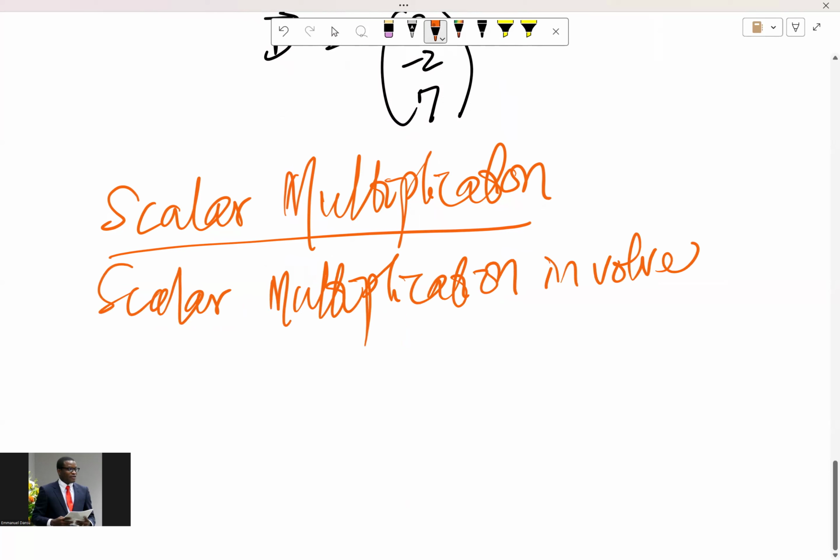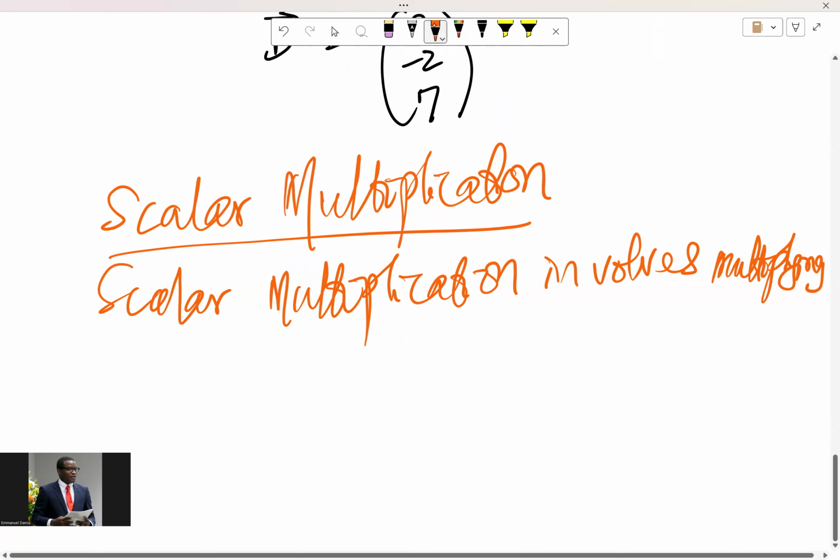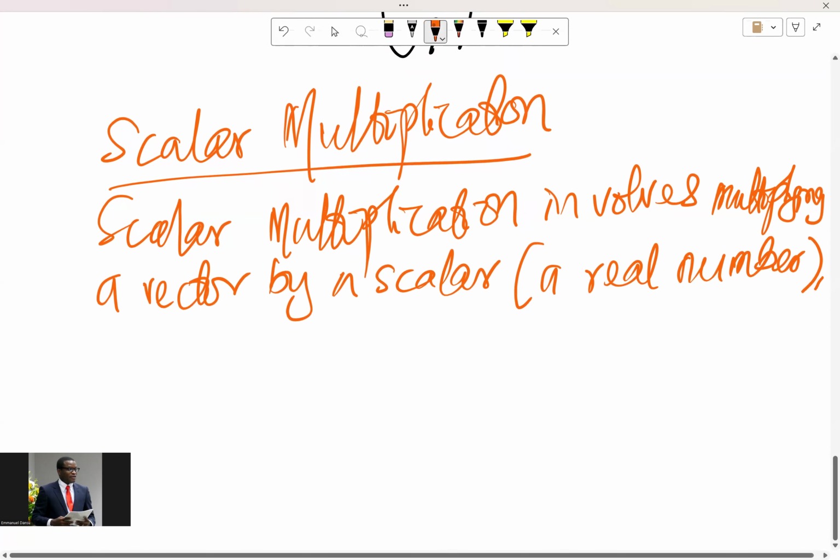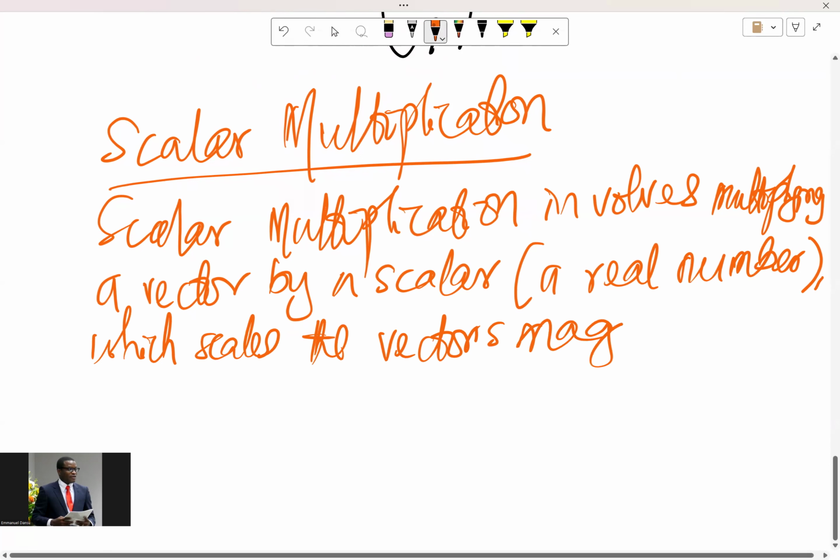So scalar multiplication involves multiplying a vector by a scalar. A scalar is actually like a real number. It scales the vector's magnitude without changing its direction. So the vector remains in the same direction, but its magnitude increases.